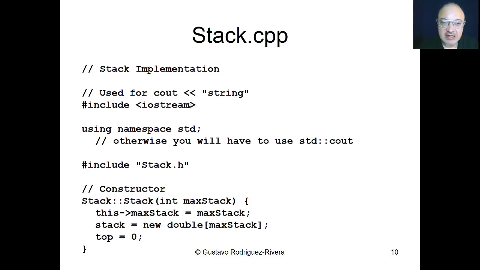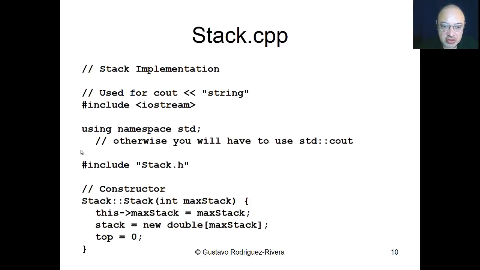This is not necessary. However, if you are going to use the cout shift operator to print things on the screen, then you will need to have the IOStream. That is where cout and the shift operator are defined. Also, you will need to define this line using namespace std, because otherwise, whenever you want to use cout, you will have to prepend std::cout, right, to refer to the cout that belongs to that class.